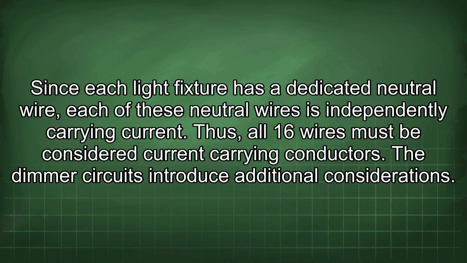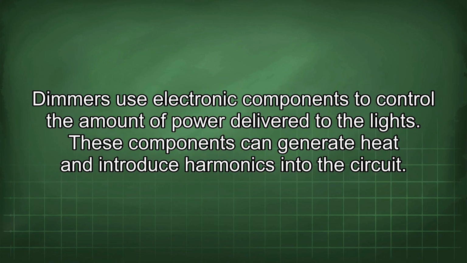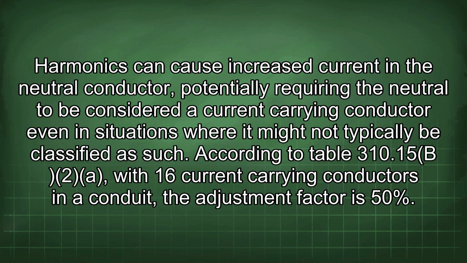The dimmer circuits introduce additional considerations. Dimmers use electronic components to control the amount of power delivered to the lights. These components can generate heat and introduce harmonics into the circuit. Harmonics can cause increased current in the neutral conductor, potentially requiring the neutral to be considered a current carrying conductor even in situations where it might not typically be classified as such.